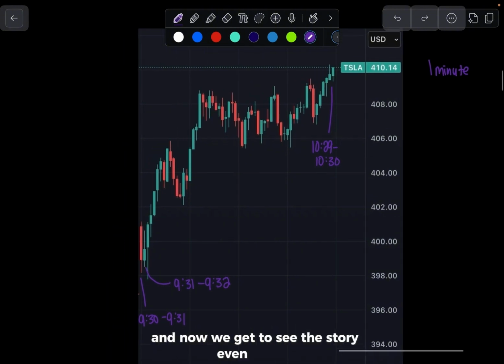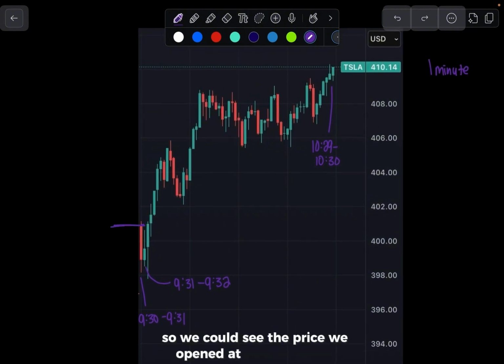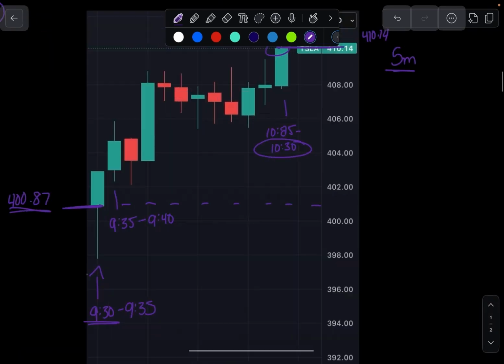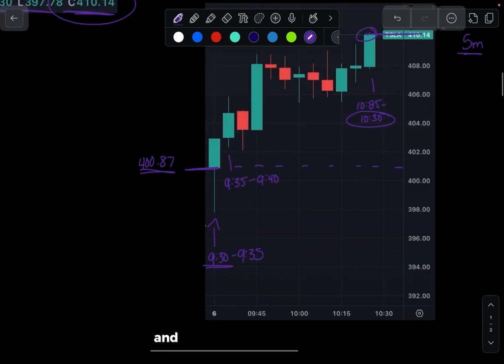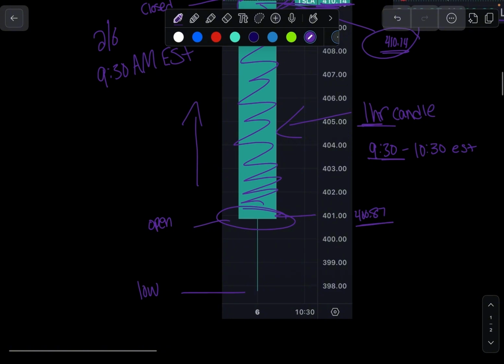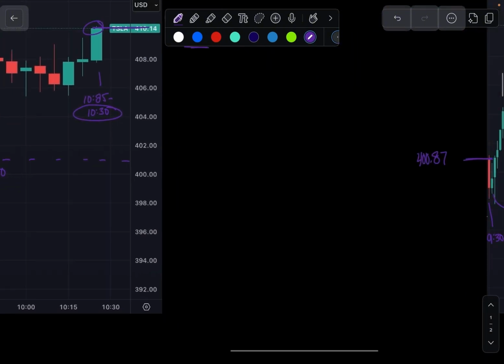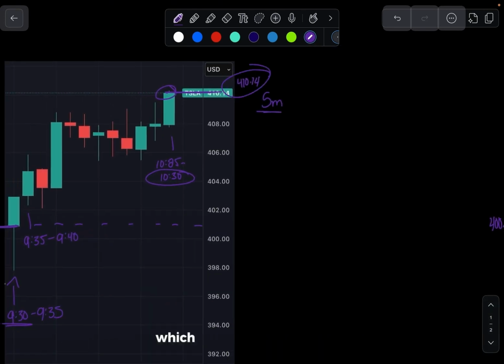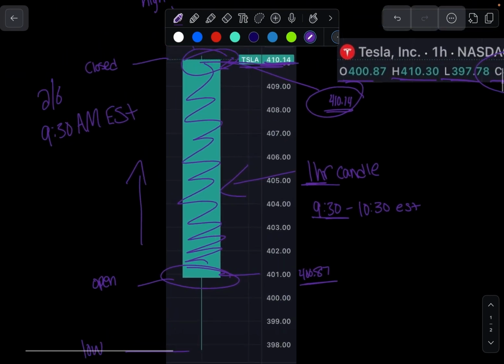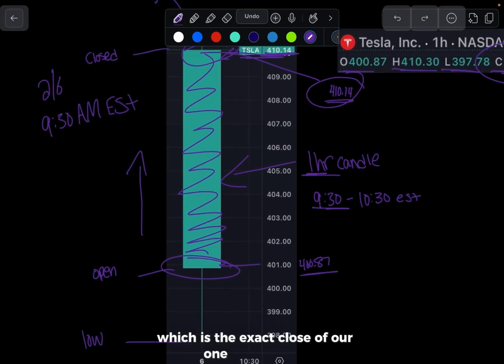And now we get to see the story even further. So we could see the price we opened at was right here. And this price, what would you guess it would be? It would be this 400.87. And this coincides with the 5 minute open and then the 1 hour open. And what did we close at? On the 1 minute, you could see we closed right up here, and that price was 410.14, which is the exact close of this candle, which is the exact close of our 1 hour as well.